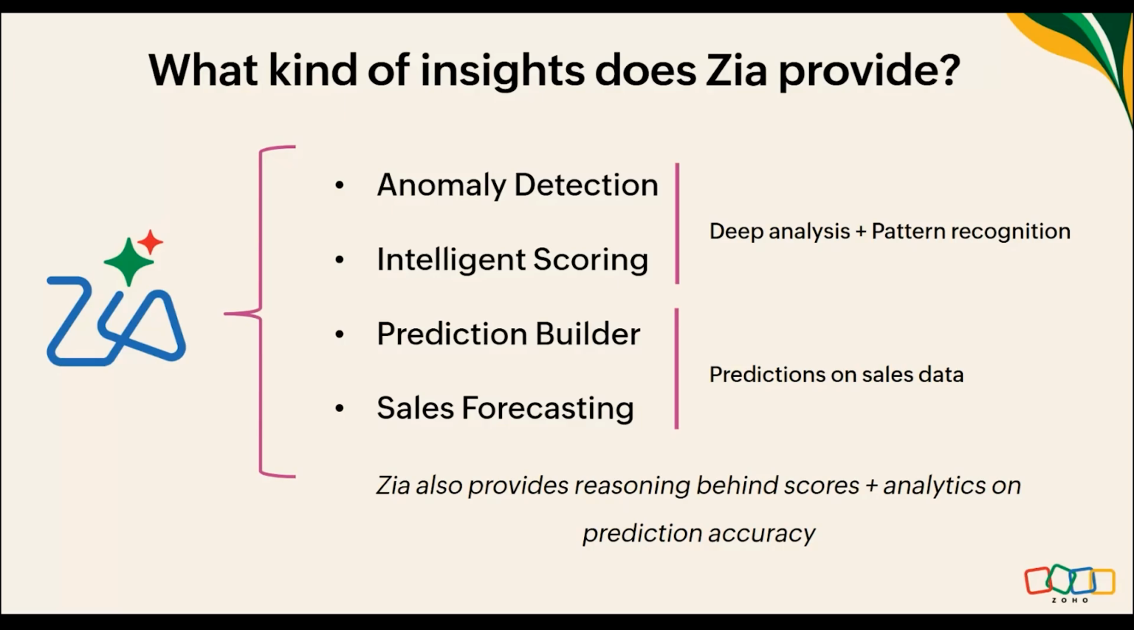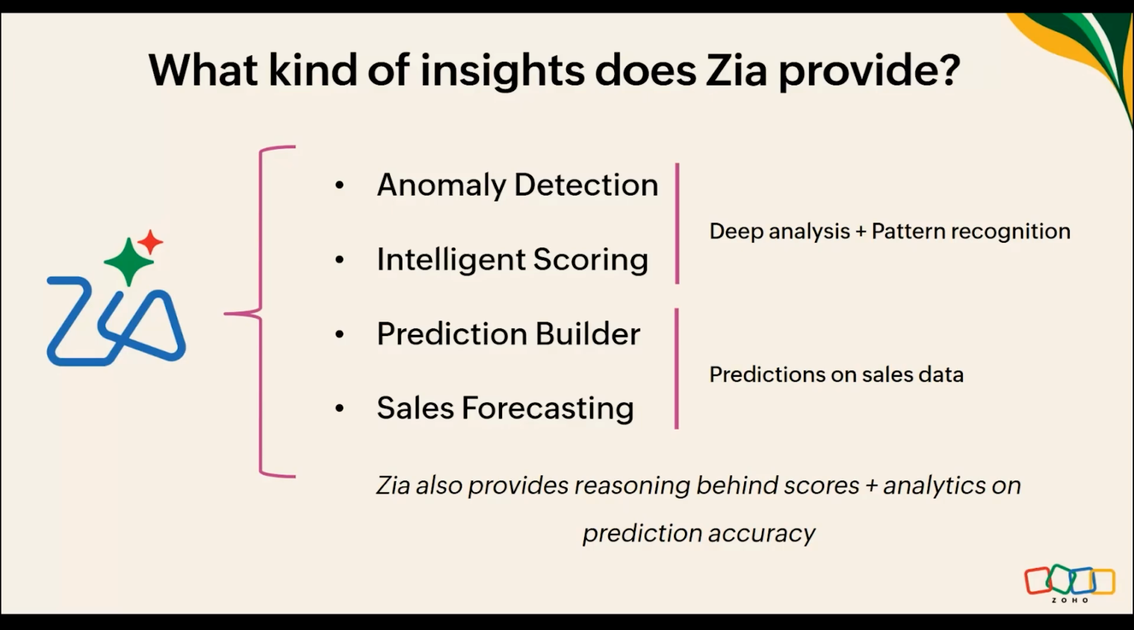So let's say there is a sudden spike in the number of customer tickets or a dip in the number of deals that have been closed in a particular week. It can give you all of those anomalies. You can also get various kinds of AI scoring done on your records. So for example, which deals are you more likely to win, or which leads have a higher chance of converting, or even which customers look like they're about to leave your business. Zia can assign scores to help you figure out all of these things.